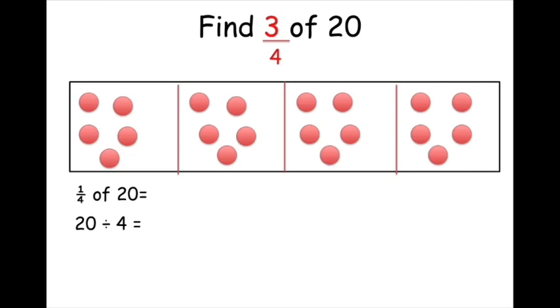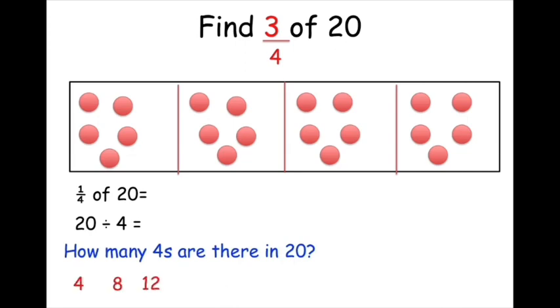A quicker way of doing that is saying how many 4s are there in 20. So 4, 8, 12, 16, 20. There are 5 4s in 20. So 1/4 of 20 is 5, or 20 divided by 4 is 5. Or looking at the image, there is 5 dots in each quarter.